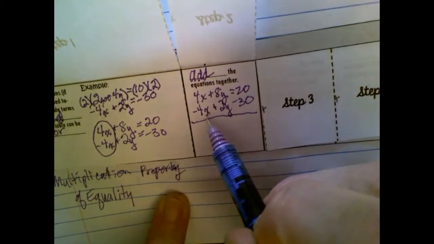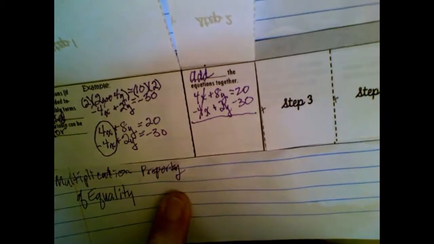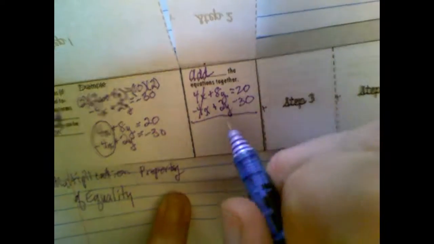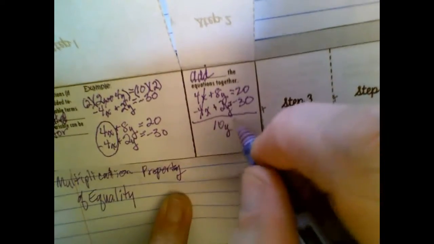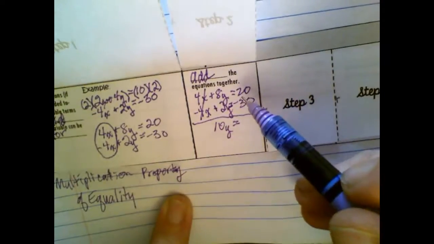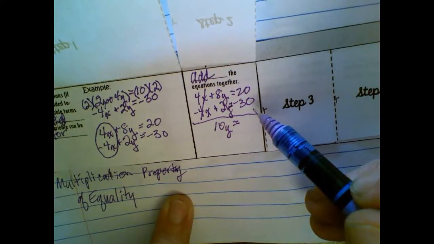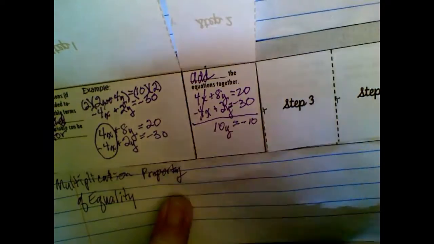4x minus 4x, that becomes 0. I love when we can cross things out. Doesn't really mean that we're canceling them, but they just become like they don't matter anymore. So now we've got, whoops, I forgot my equal sign here. 8y plus 2y, we've got 10y equals 20 minus 30, or 20 plus negative 30. It's going to be negative 10.